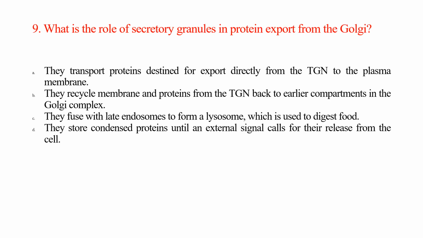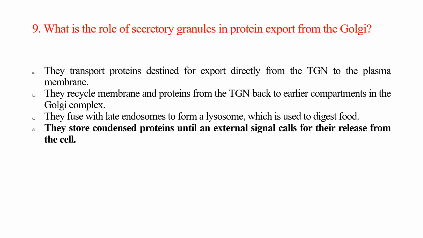Number 9. What is the role of secretory granules in protein export from the Golgi? A. They transport proteins destined for export directly from the trans-Golgi network to the plasma membrane. B. They recycle membrane and proteins from the TGN back to earlier compartments in the Golgi complex. C. They fuse with late endosomes to form a lysosome, which is used to digest food. Or D. They store condensed proteins until an external signal calls for the release from the cell. Here the answer is D. They store condensed proteins until an external signal calls, usually a hormone, for the release from the cell.